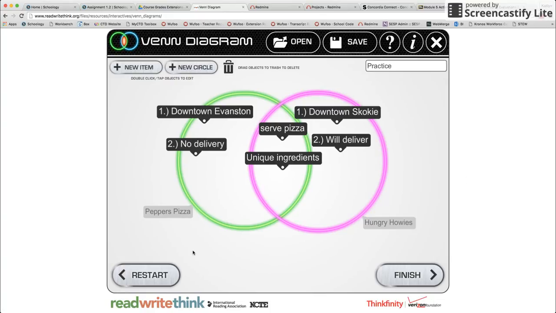Again, the main message you want to take away from this is that when you're making a Venn diagram, the topics and the differences, they still have to relate to the same larger category. Okay, I hope that was helpful.